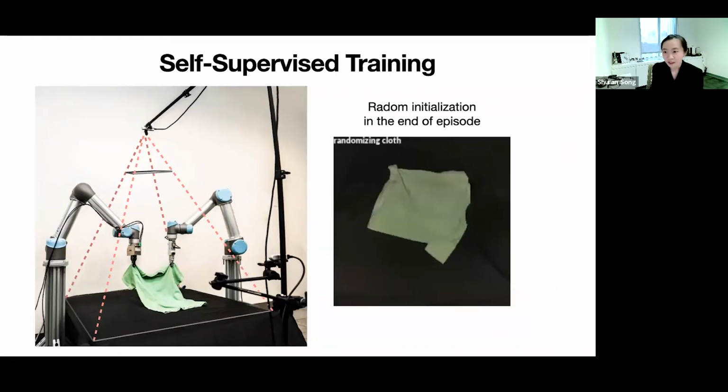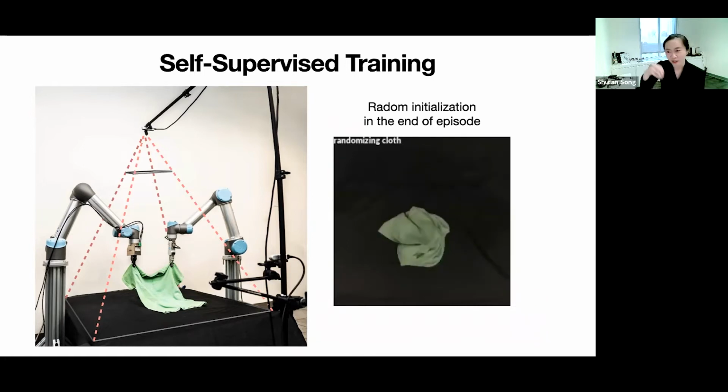At the end of each episode, the system also automatically resets the cloth's initial state by randomly picking up and dropping the cloth back onto the workspace. So the system is able to learn by itself with only self-supervised signals from the top-down camera, with very minimal human intervention. From time to time, we need to switch out the cloth, but we don't need to label any of the training data.